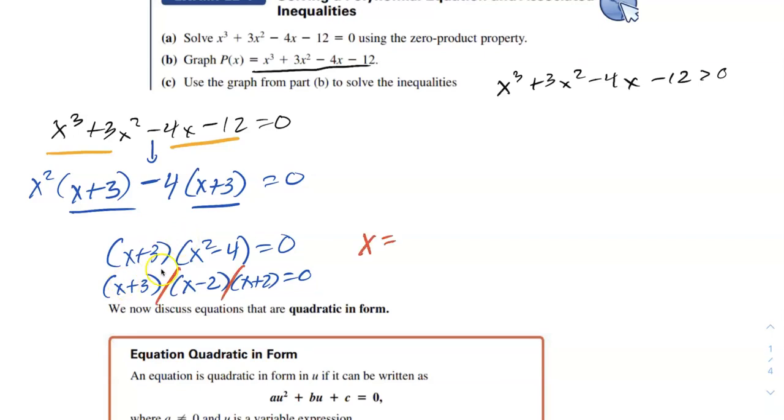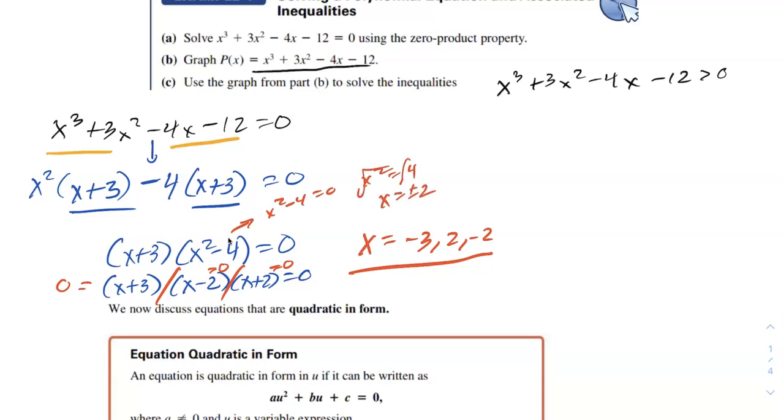x is going to equal, right? So you set each one of these equal to 0, using the zero product property. And you get negative 3, 2, and negative 2. And again, if you would have solved it from here, you would have gotten x squared minus 4 equals 0, which would have been x squared equals 4, which would have been plus and minus 2. So you get the same answer either way. Let me erase that, I need the space. Anyway, so that's our answer for A.